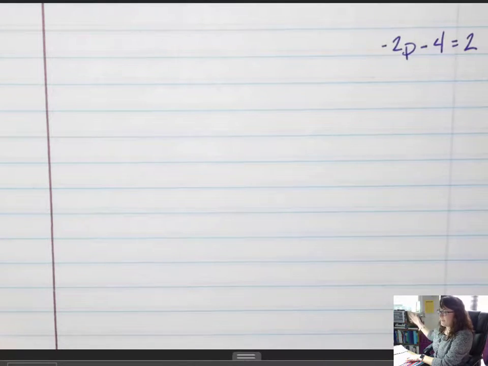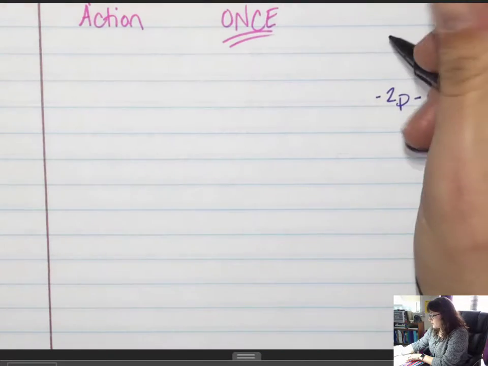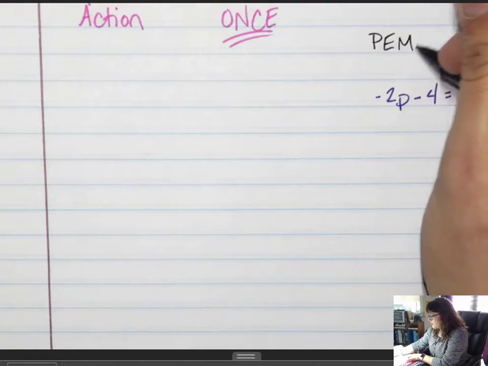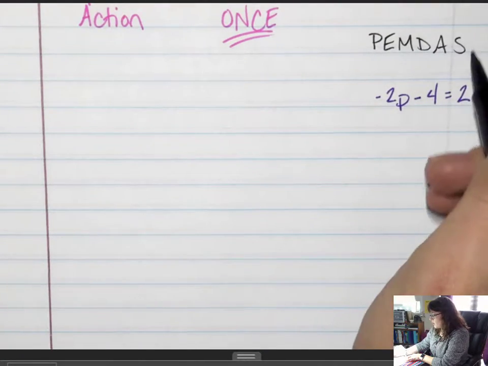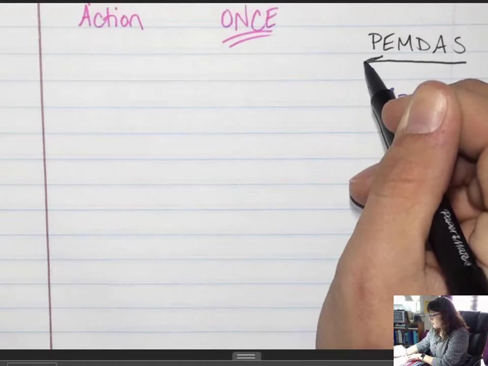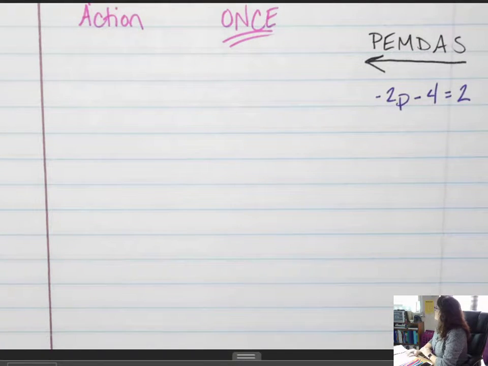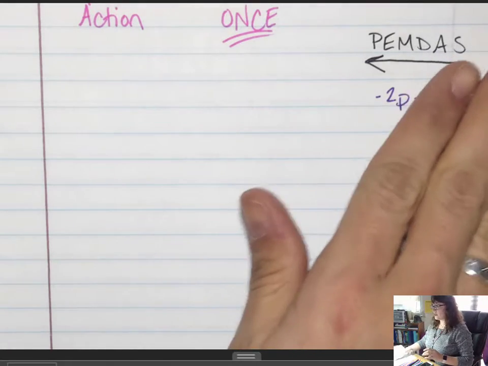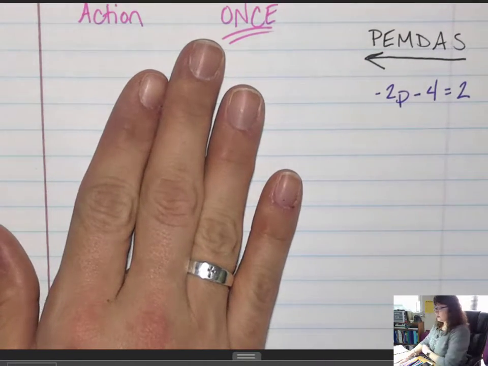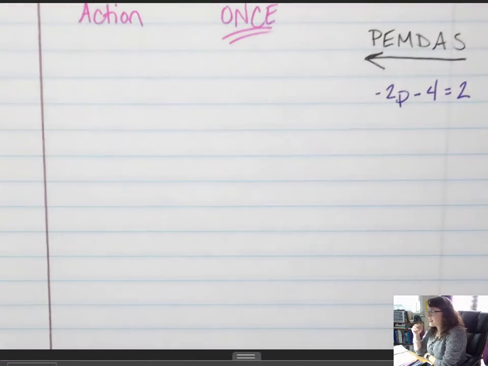So we do PEMDAS backwards now. We go this way. Forever, you go that way. So the last thing you touch when you solve equations is parentheses. Since it's the first thing you do when you're working it out, it is the last thing you do when you solve. Okay.